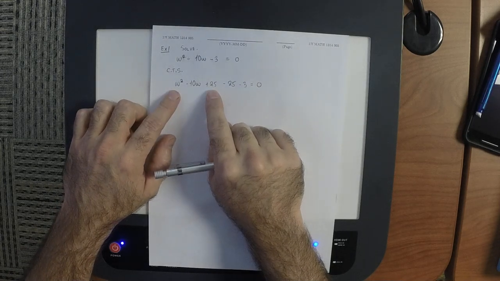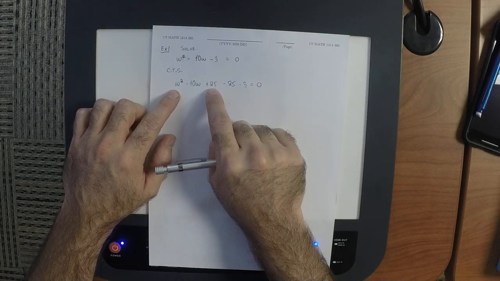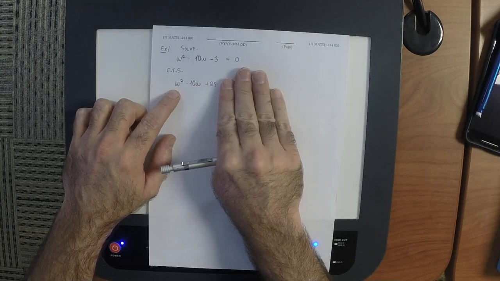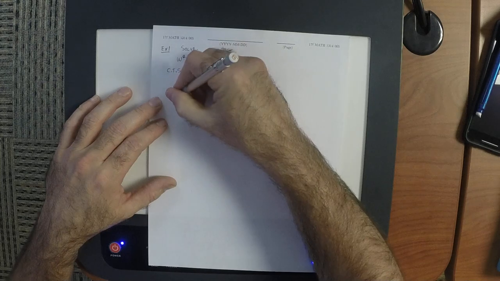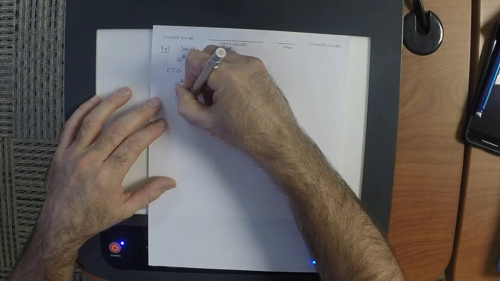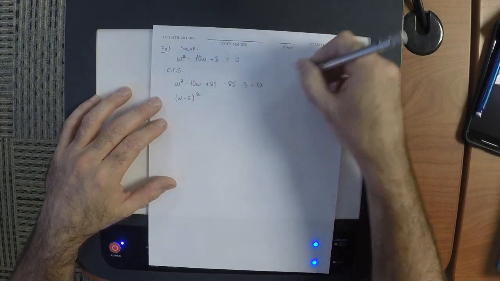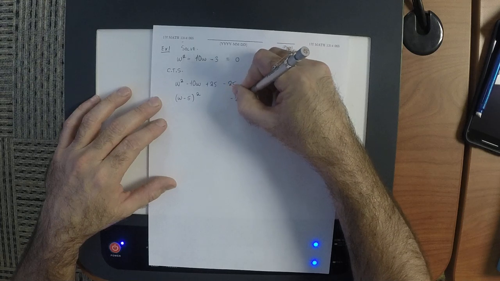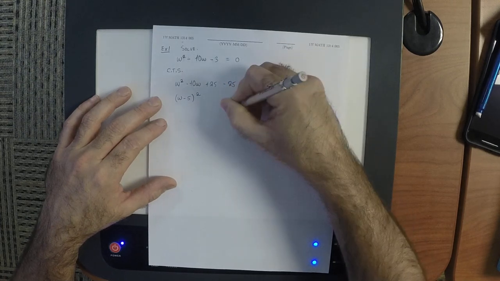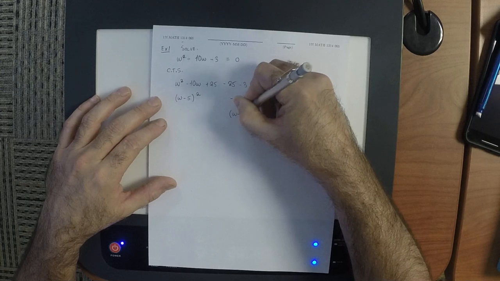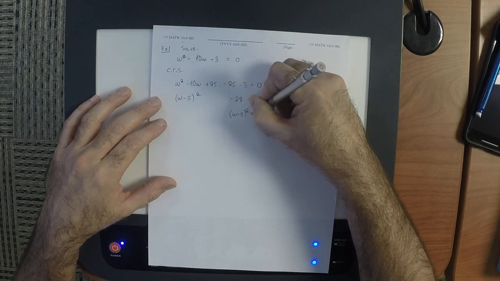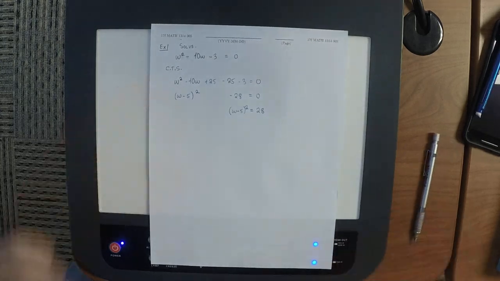So we added and subtracted 25, which seems like a strange thing to do, but these first three terms now factor as a square. How do they factor? Right. So this would be w minus 5 all squared, and then collect the constants. That'd be negative 28 equal to 0. Then we can get w minus 5 squared is 28, moving the 28 to the other side.